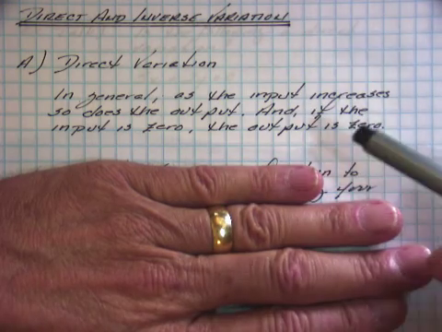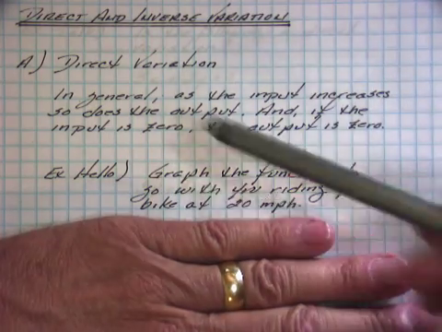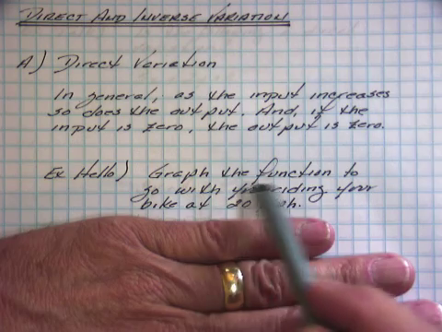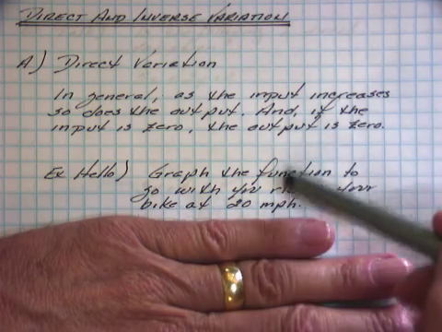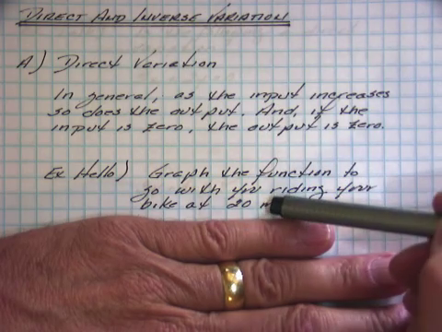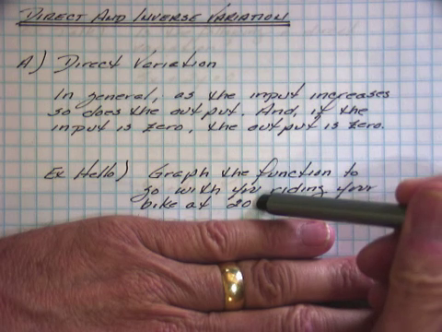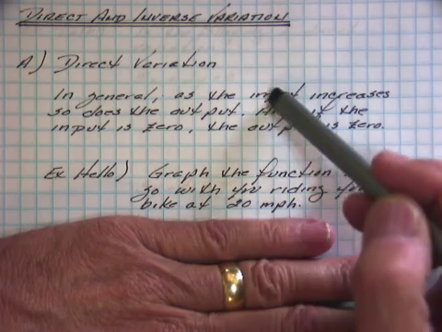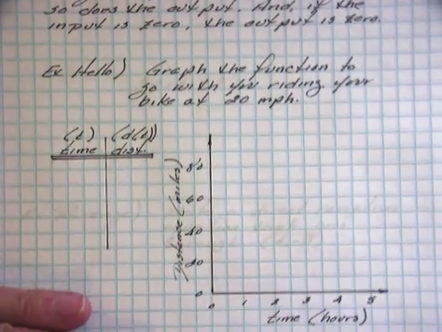Well, one particular type of direct variation is speed. So we're going to look at this example. Graph the function to go with you riding your bike at 20 miles per hour. Okay, so this meets all the conditions here. If you go for 0 hours, you go 0 distance. So it's going through the origin. And then for each hour you add, you go a little bit more. 1 hour you've gone 20 miles, 2 hours you've gone 40, 3 hours you've gone 60. So it meets the conditions of direct variation.